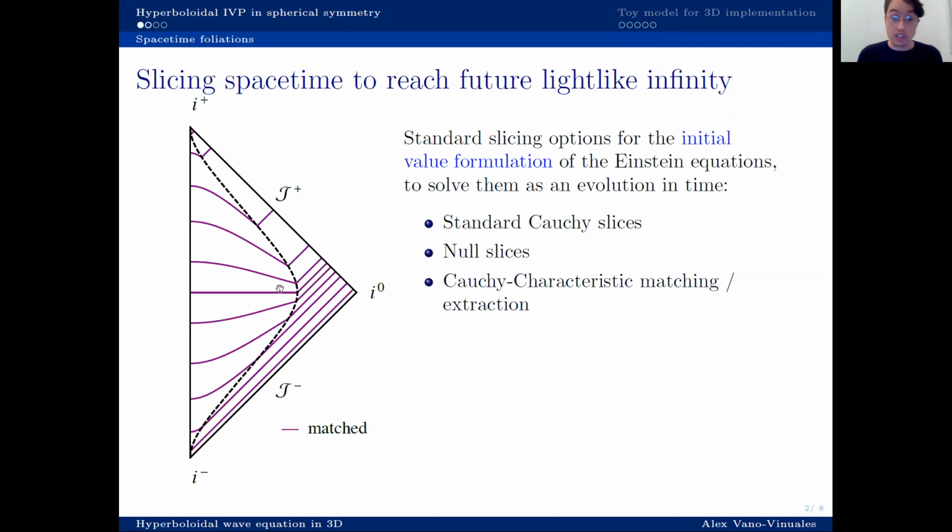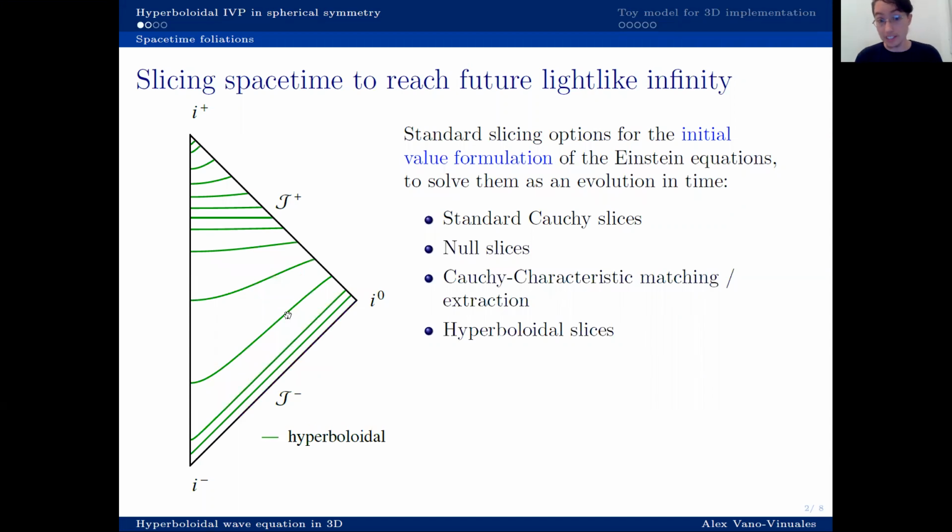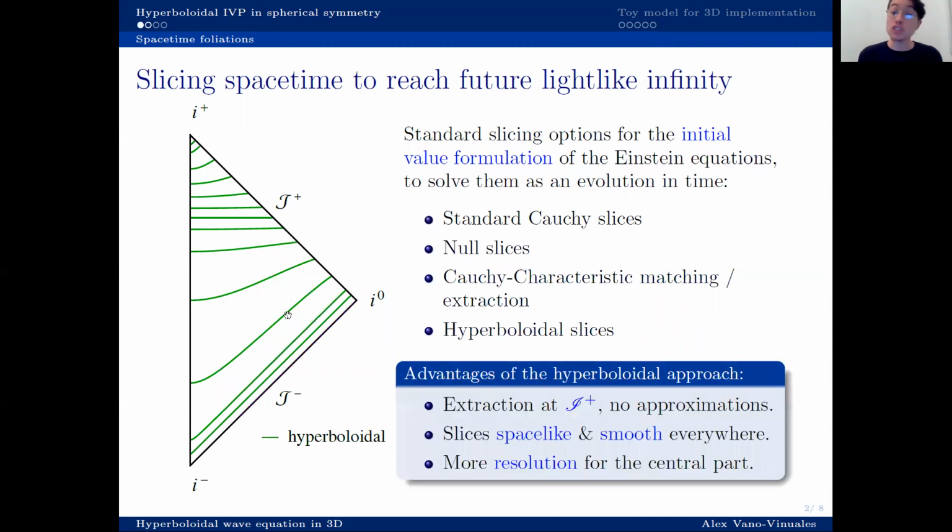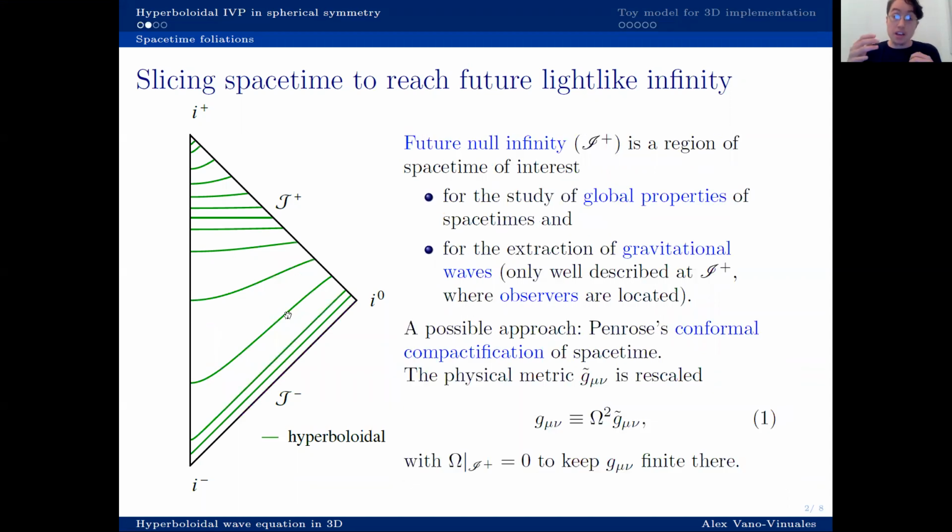But in order to avoid the place where these foliations are joined, we can also use hyperboloidal slices, which are spacelike and smooth everywhere, to reach future null infinity. And as they automatically give more resolution to a central part, they are a bit more efficient. The relevance of including future null infinity is that it's only at infinity that we can determine global properties of the spacetimes, and especially gravitational wave emission is only unambiguously defined at null infinity.